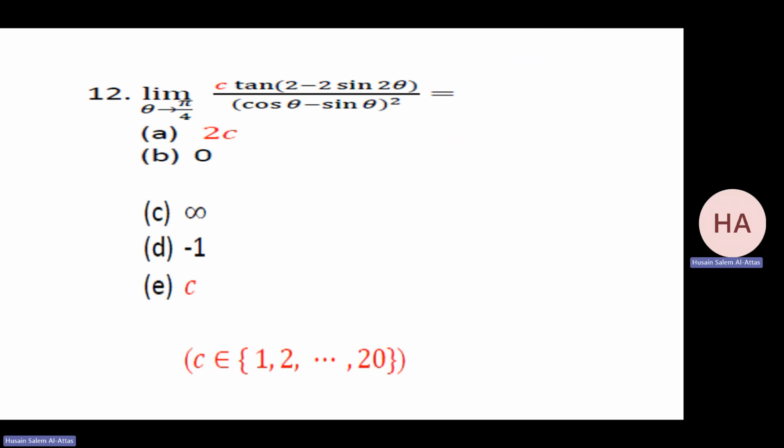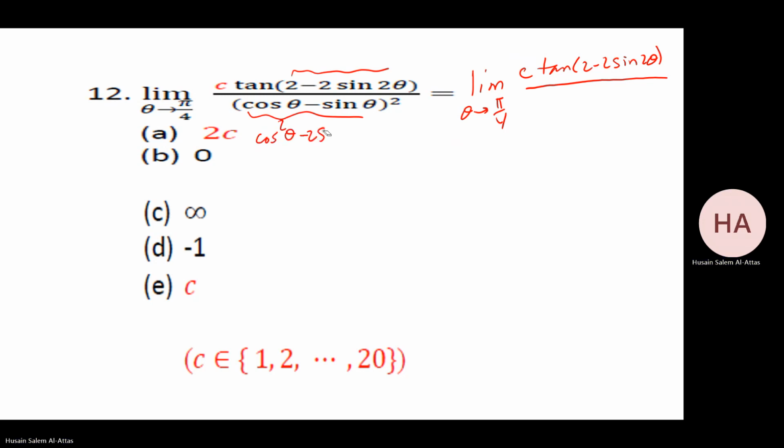The same idea as we did before with this argument. Let theta go to pi over 4, cot 2 theta minus 2 sine 2 theta over... If you open this, this is cosine square theta minus 2 sine theta cosine theta plus sine square theta. So it will be 1 minus sine 2 theta.